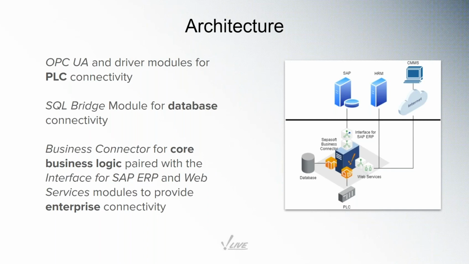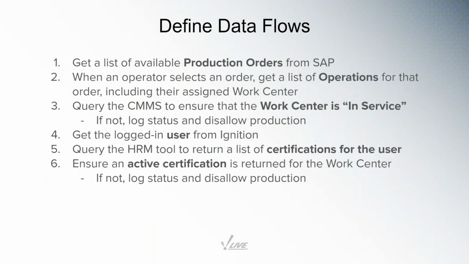So the PLC, we can talk to via OPC UA and the driver modules. The database, we can use SQL Bridge for doing that. And then the core business logic for actually executing these flows can be executed using the Business Connector. And then to talk to SAP, we have the interface for SAP ERP module. And then for the enterprise connectivity for the HRM and CMMS systems, we can use the web services module for both of those. So this is our high-level data flow.